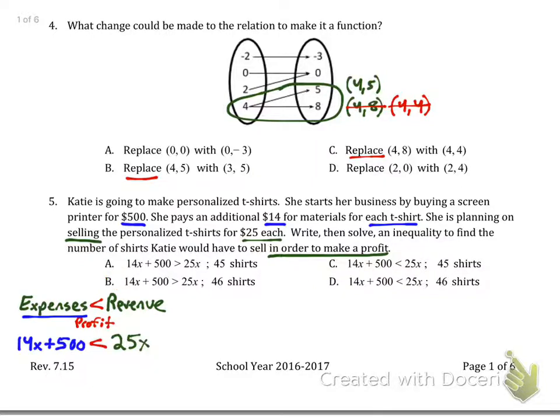Let's solve for x and see what we get. So we're going to subtract 14x from both sides and then divide by 11. And you get this decimal, I'm going to round it, 45.5 is less than x. In other words, she's got to sell at least 45.5 t-shirts. Well, you can't sell half a t-shirt, so the next nearest t-shirt she can sell is 46 t-shirts. So there we have our answer. All right, 46. Make sure you select the correct one with the correct inequality.